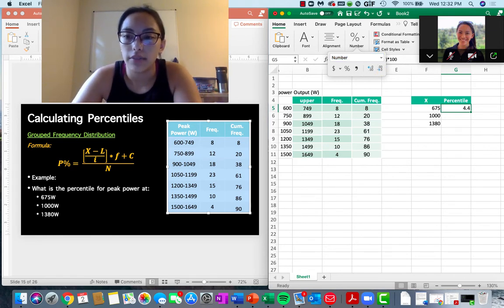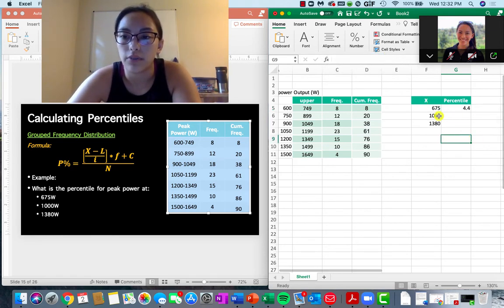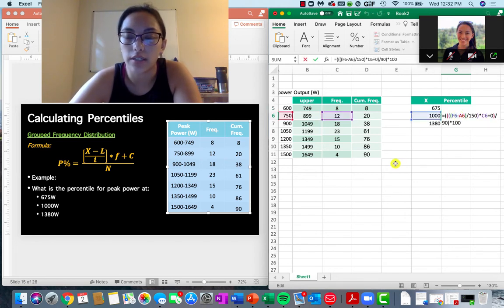So if we do the same procedure for 1,000, we can copy down here, and then all we have to do is drag our cell references. So 1,000 is going to be this blue box. The reference of the lower bound is in the red box. So 1,000 lands between 900 and 1049. Our interval size is still 150, so that stays constant.